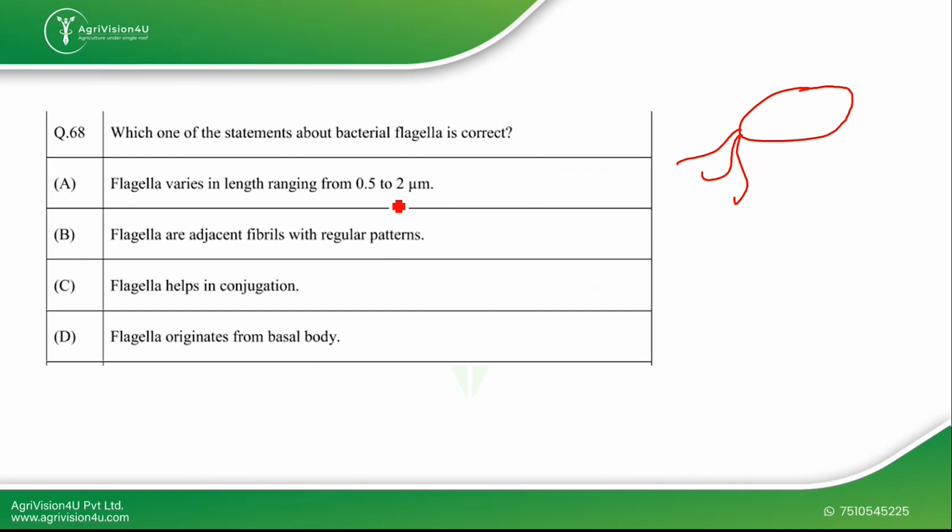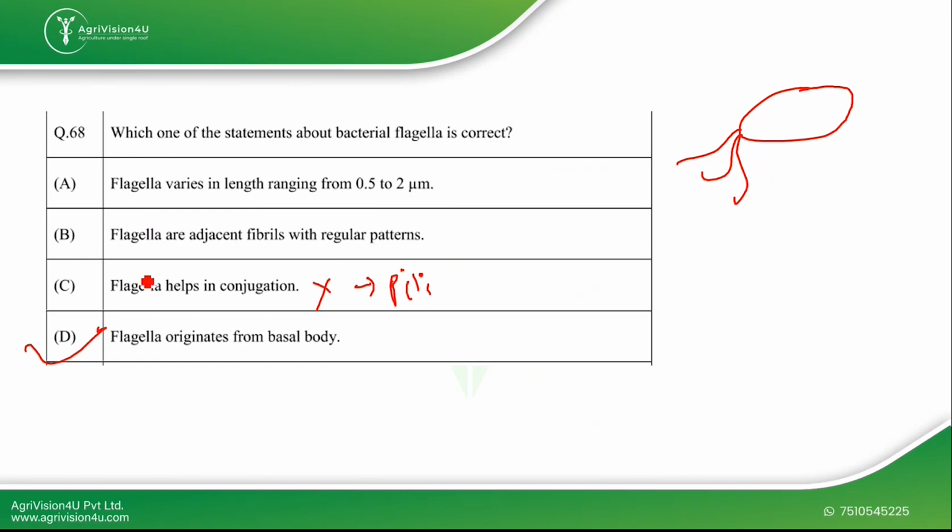The length ranging from that to that micrometer is not fixed, and it is almost not that short. The second, flagella are adjacent fibrils with regular pattern? No. Flagella help in conjugation? No. What helps in conjugation is your pili or pilin protein. And then, flagella originate from the basal body?